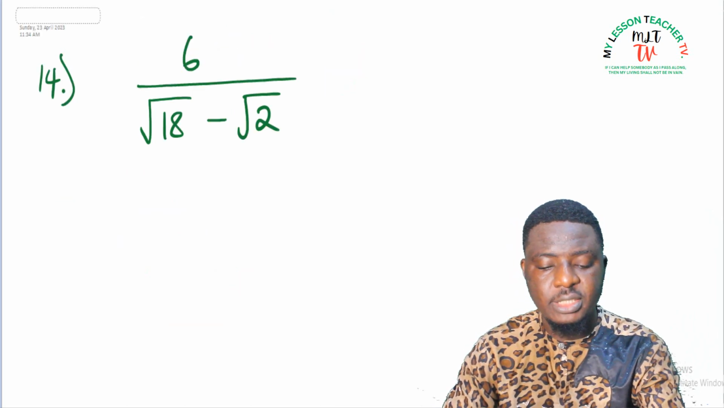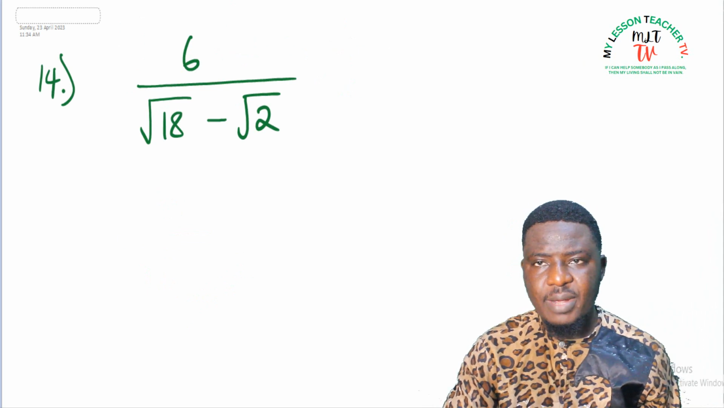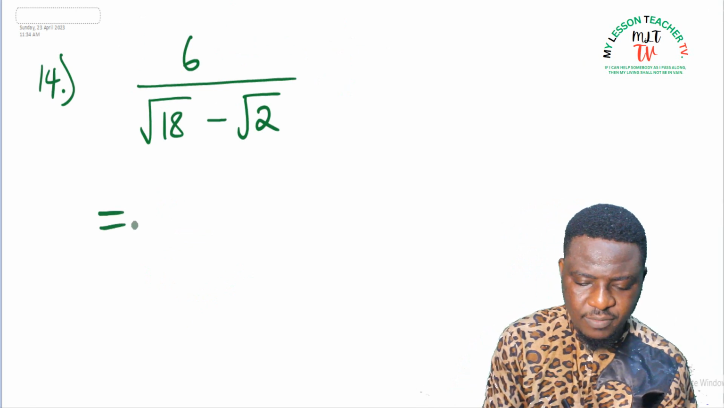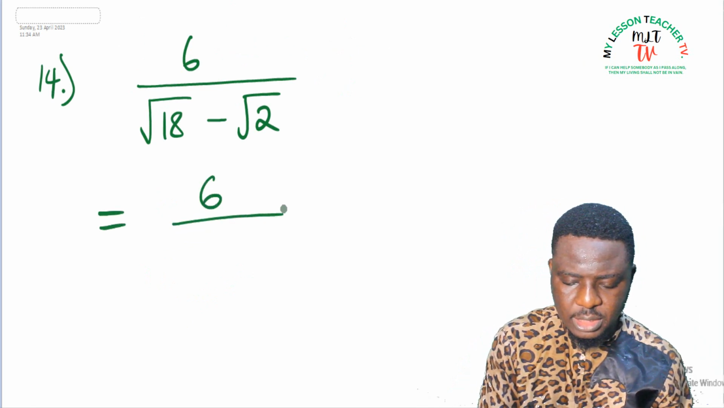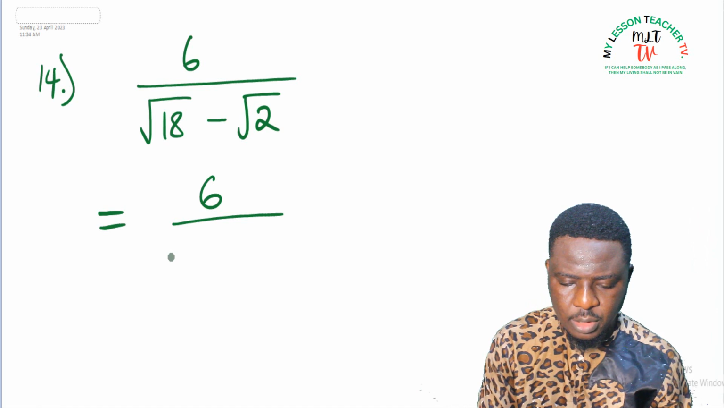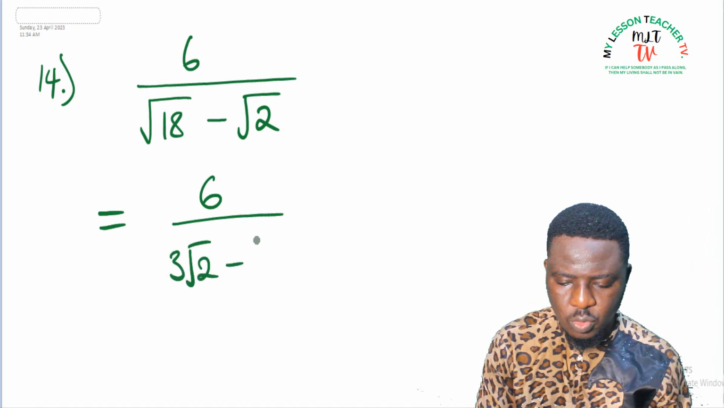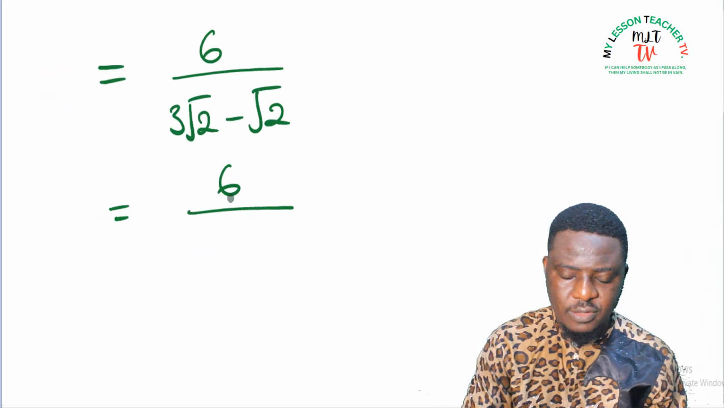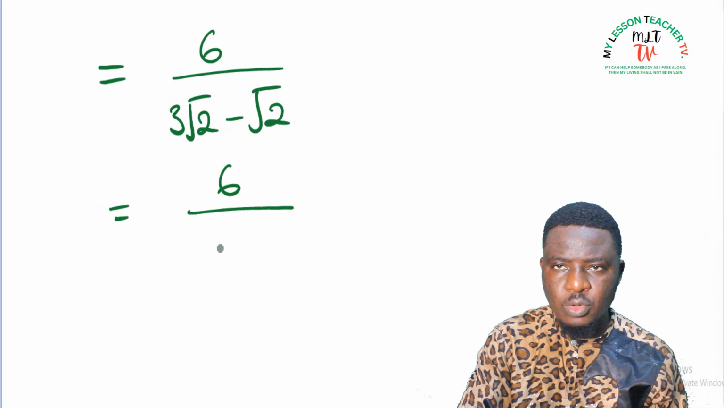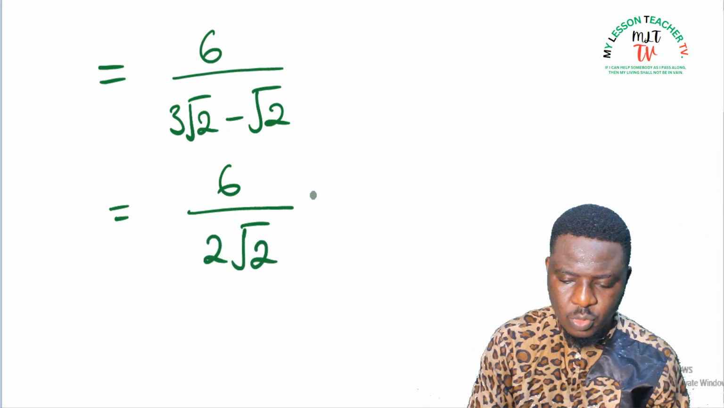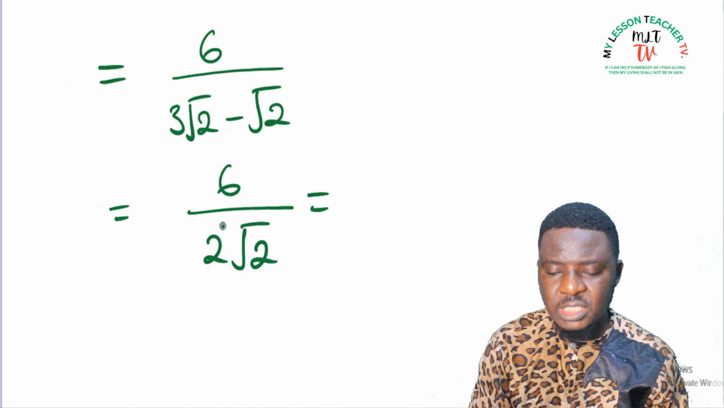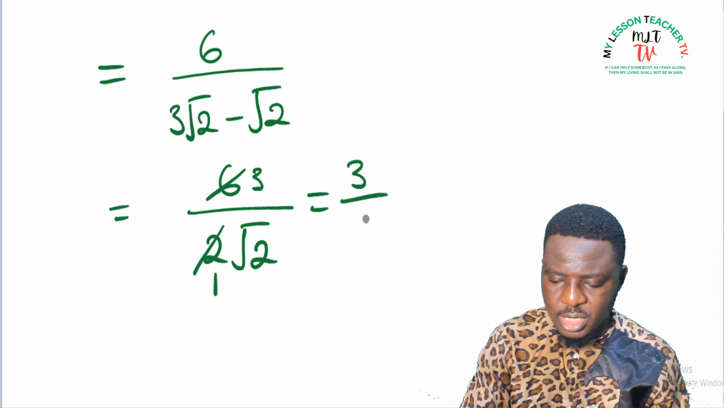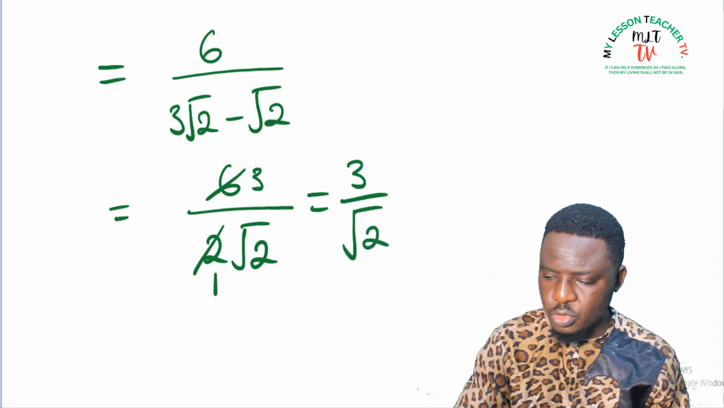Question 14 says 6 divided by root 18 minus root 2. So this can be simplified to be 6 divided by 3 root 2 minus root 2. When you simplify this further, you have 6 divided by 3 root 2 minus 1 root 2, which is 2 root 2. So we have 2 root 2, and 2 is a factor of 6 and 2. 2 into itself is 1, 2 into 6 is 3, leaving us with 3 divided by root 2.